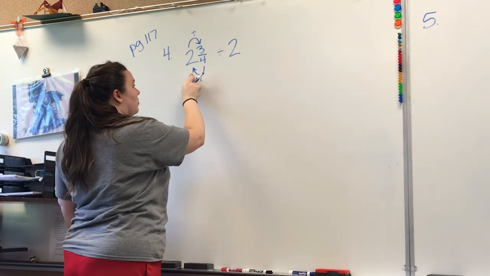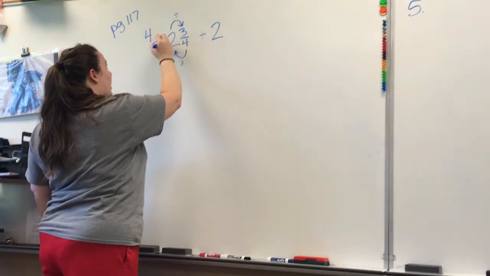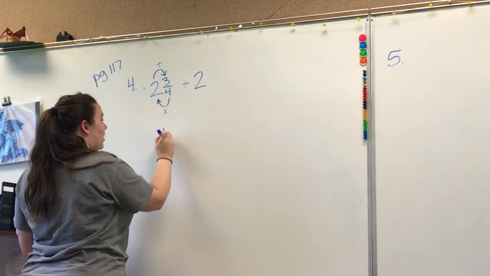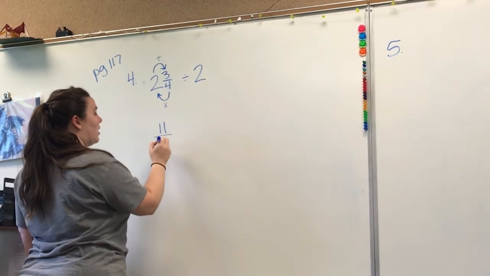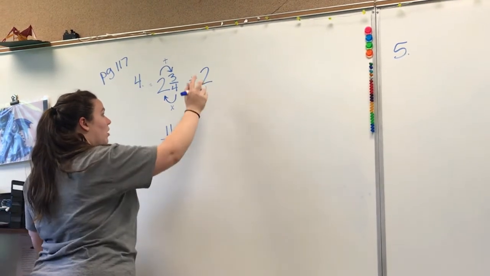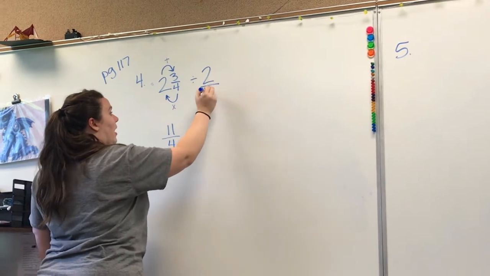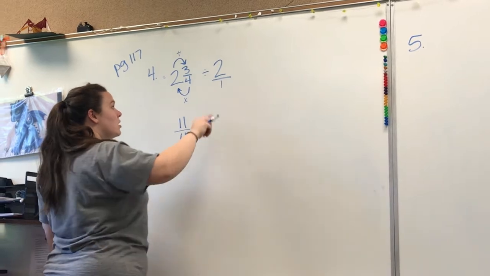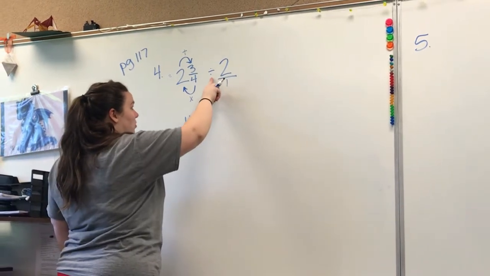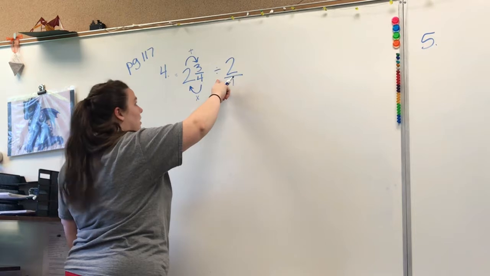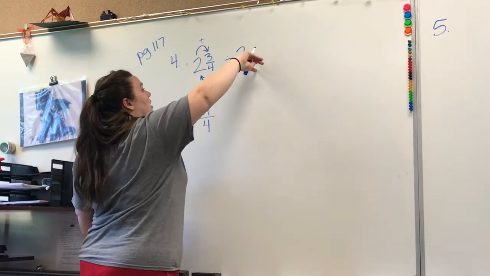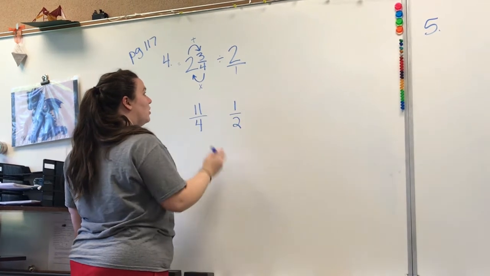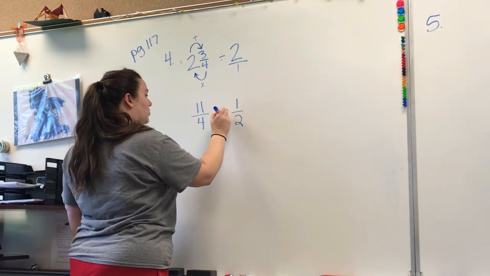So I'm going to multiply 4 and 2, and I get 8. Then I'm going to add 3 to it, and I get 11, and I have to keep the denominator, which is 4. I have a whole number here. Automatically, I have to put a 1 at the bottom of it to make it an improper fraction. My second step to dividing fractions is to flip the second fraction. So now I have 1 over 2, and I have to change the symbol.